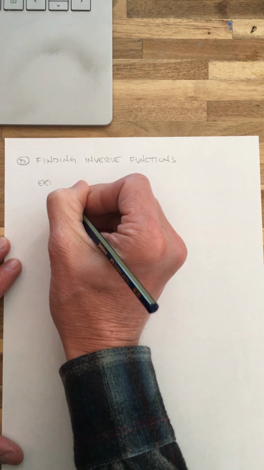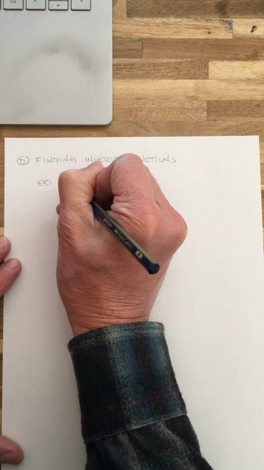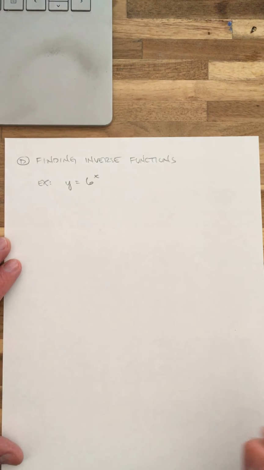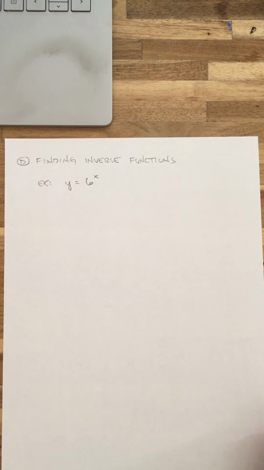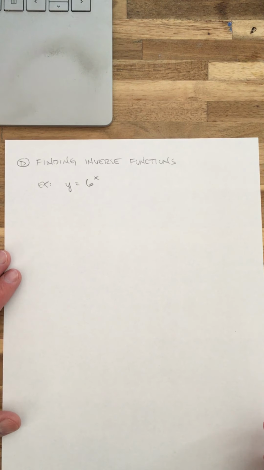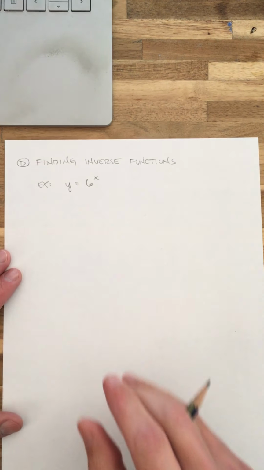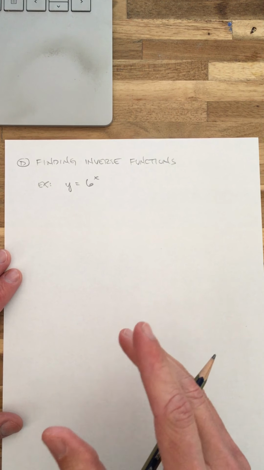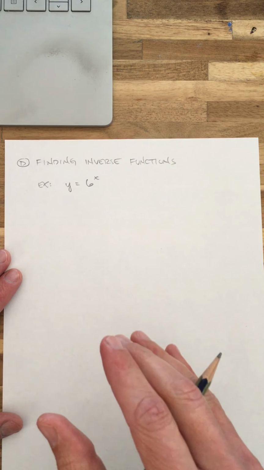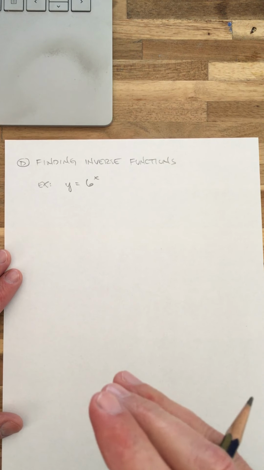We will have the function y equals 6 to the x. And remember, if you remember anything about inverse functions, you have to switch the x and the y first. Let's start off by doing that. I might actually discover an easier way to do this as we go along, so let's just do it first. The main thing is you switch the x and the y, and then you solve again for the y.